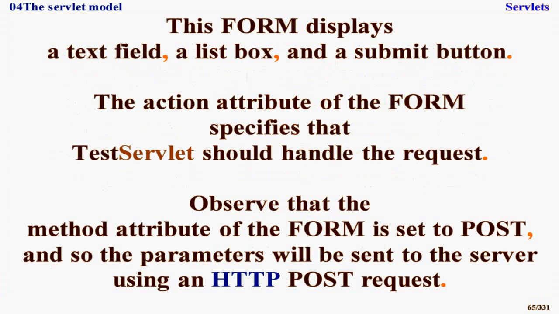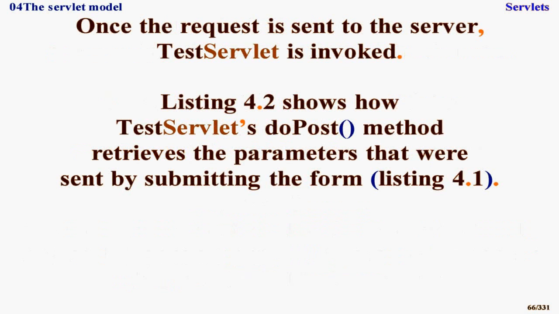Form. This form displays a text field, a list box, and a submit button. The action attribute of the form specifies that TestServlet should handle the request. Observe that the method attribute of the form is set to post, and so the parameters will be sent to the server using an HTTP post request. Once the request is sent to the server, TestServlet is invoked. Listing 4.2 shows how TestServlet's doPost method retrieves the parameters that were sent by submitting the form in Listing 4.1.